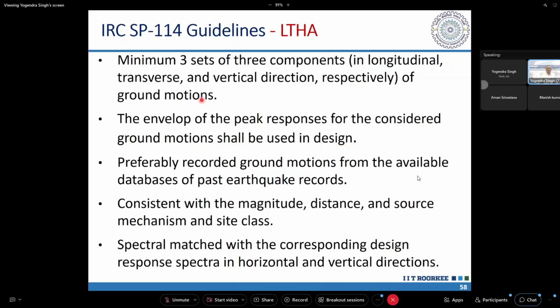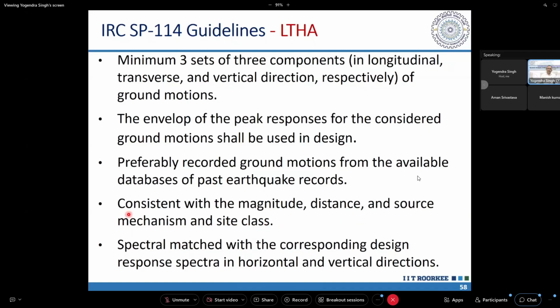Okay, so we will perform analysis for these three ground motions, and we will consider the maximum response of these ground motions. And these ground motions should be preferably recorded ground motions from the available database of past earthquake records. Artificial ground motions should be avoided. And these selected ground motions should be consistent with magnitude, distance, and source mechanism of the site class.